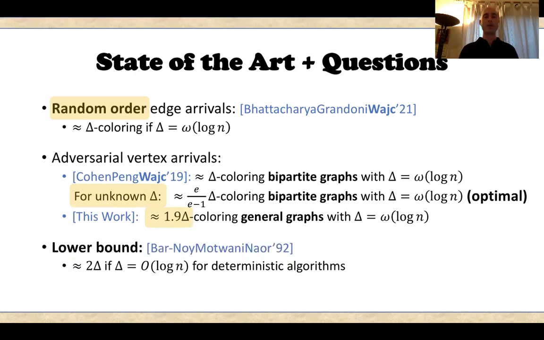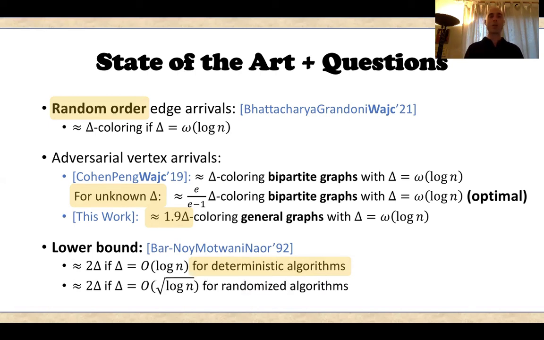On the topic of lower bounds, revisiting the lower bound of Bar-Noy et al., they showed that for deterministic algorithms, roughly 2 delta colors are needed for any superlogarithmic max degree. So I'll point out that all the algorithms that we know for this problem are randomized. We don't know, except maybe for the trivial greedy algorithm, of any deterministic ones. And so the natural question is, is there some deterministic algorithm which outperforms the greedy algorithm for high enough maximum degree? Or alternatively, should we be strengthening these lower bounds? Related question, for randomized algorithms, the lower bound of Bar-Noy et al. only applies for delta at most square root log n.